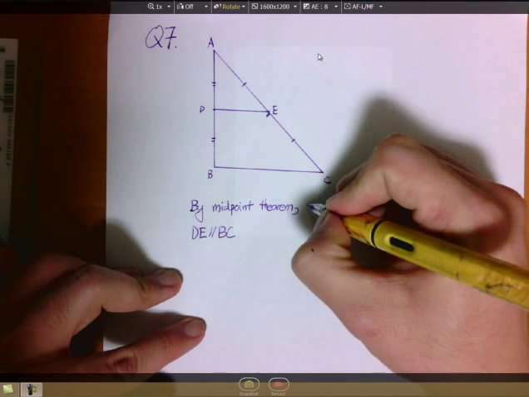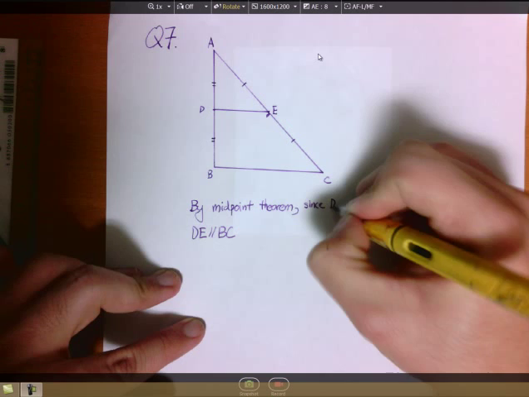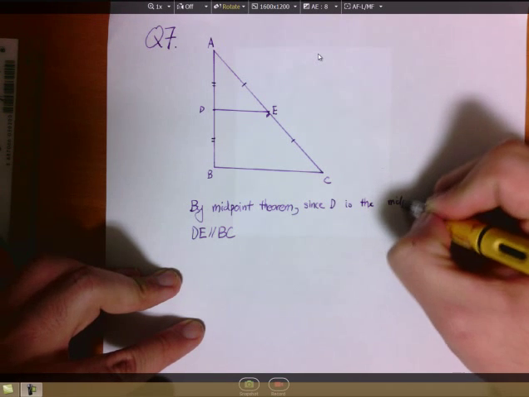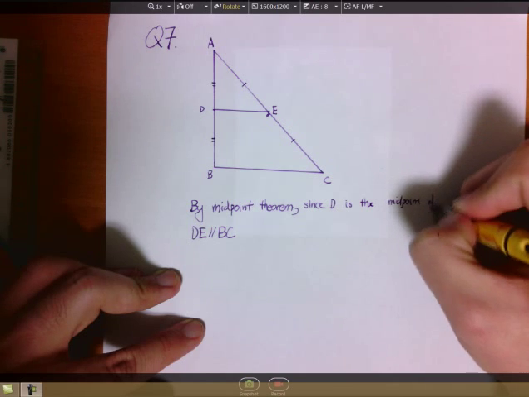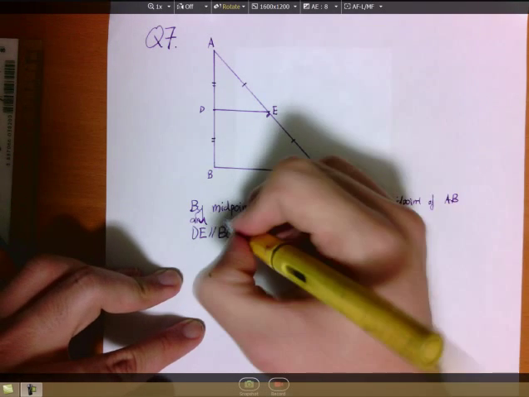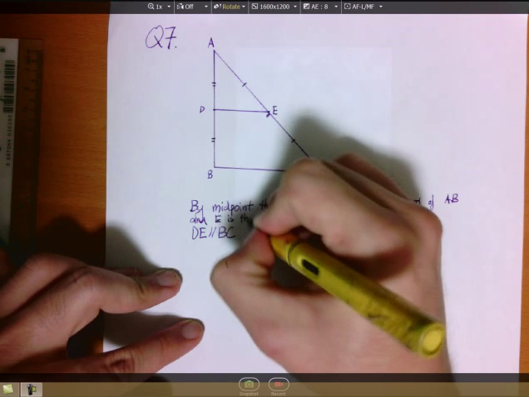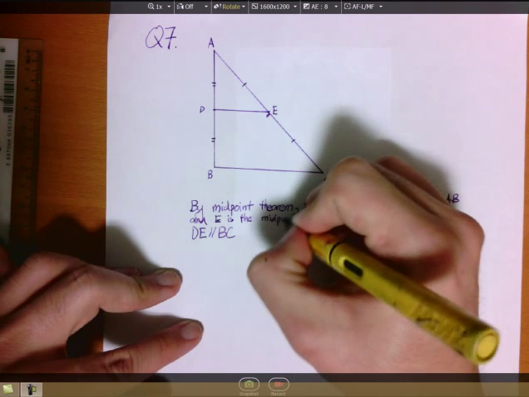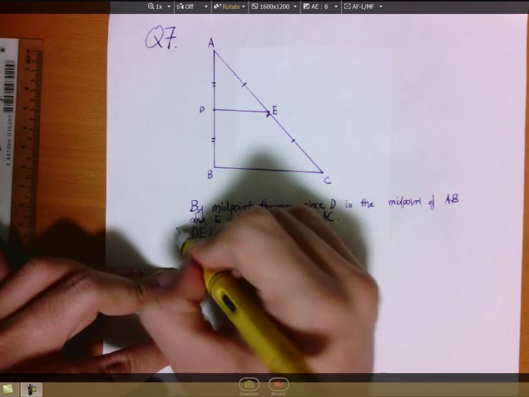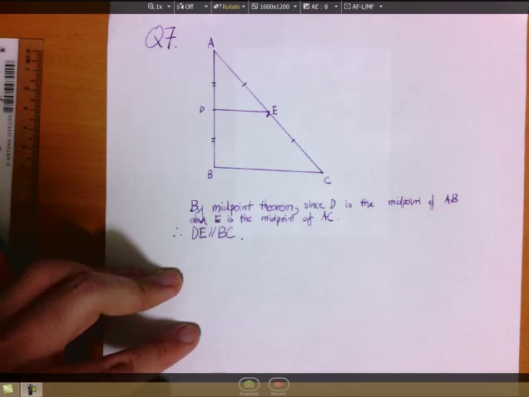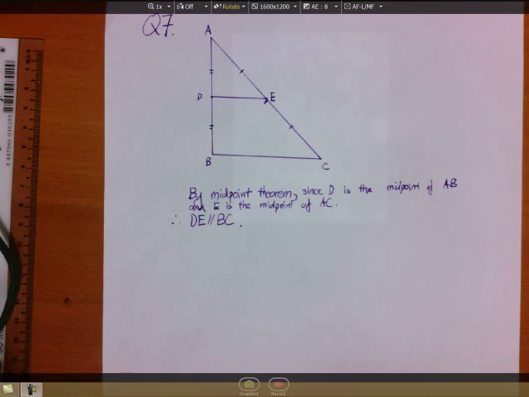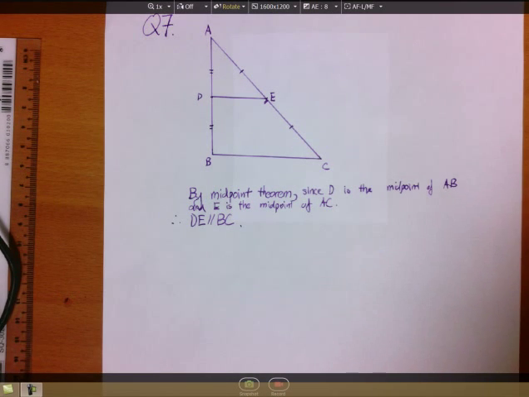Since D is the midpoint of AB and E is the midpoint of AC, therefore DE is parallel to BC. Just by writing one simple statement, I have proven that DE is parallel to BC.